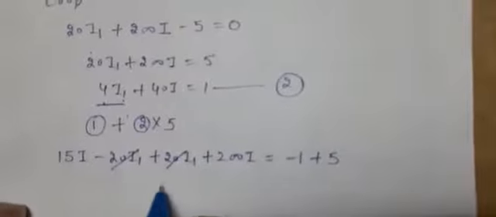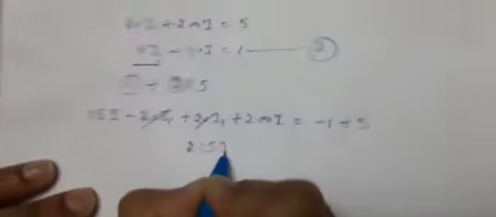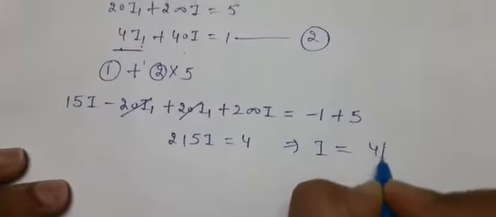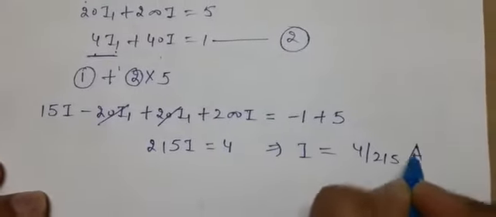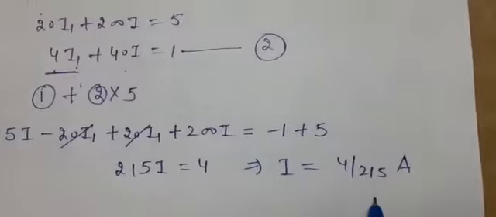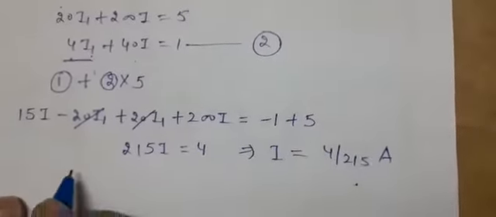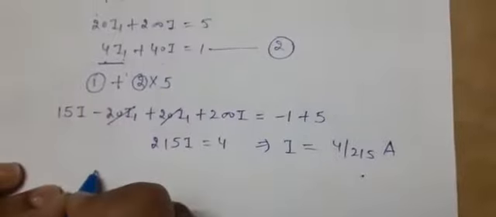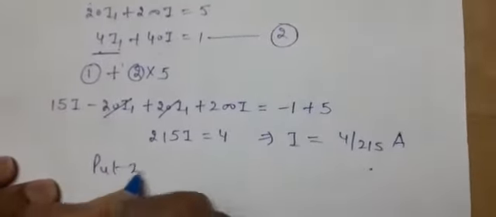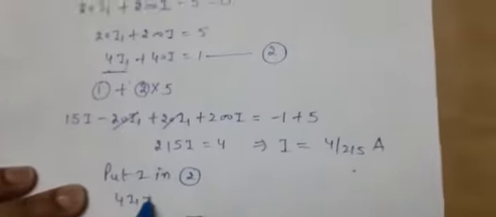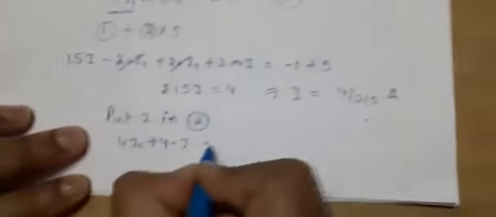So now this is 215I, this is equal to 4. It implies I is 4 upon 215 ampere. Now substitute this value in either of equation 1 and 2. Let me put it in equation 2. So when you put I in equation 2, 4I1 plus 40I equal to 1.